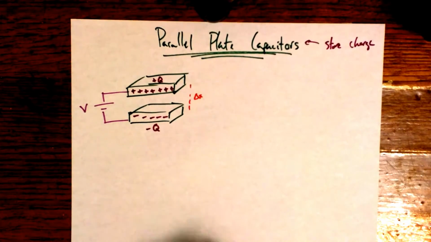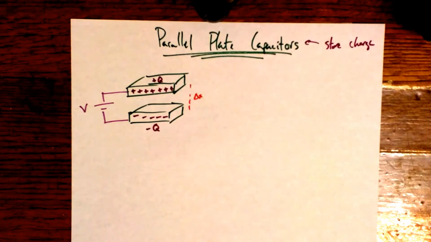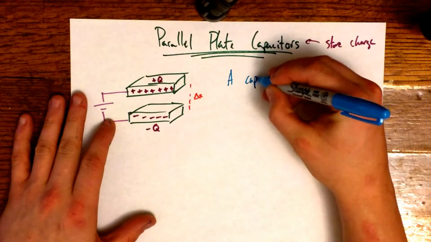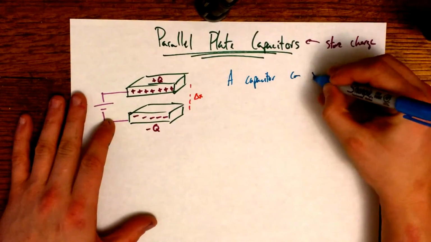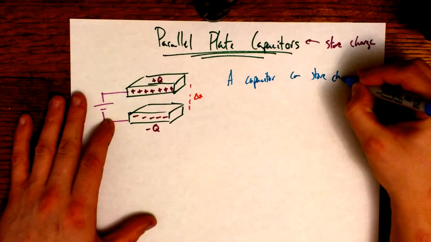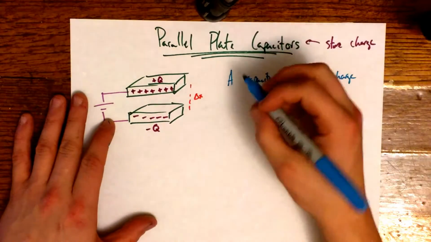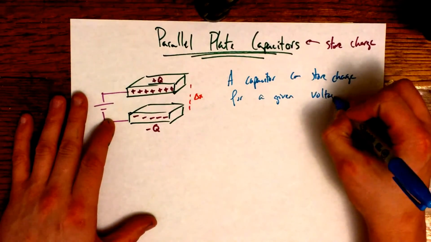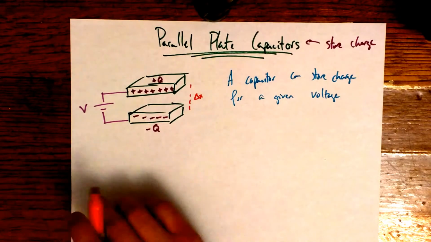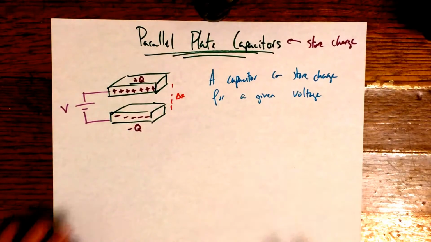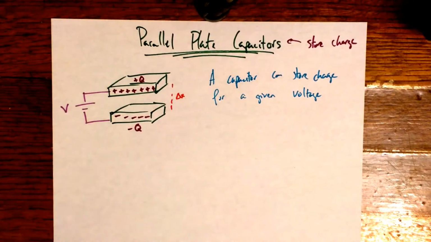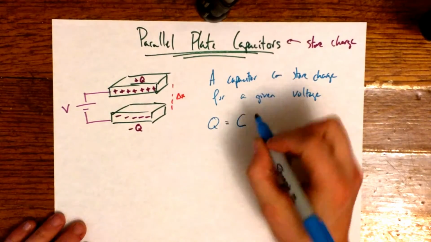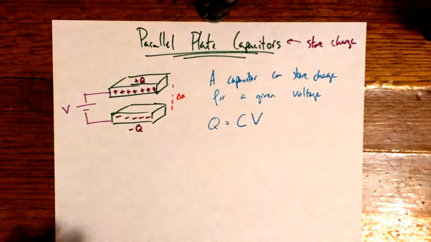Any capacitor can store a given amount of charge for some voltage. A capacitor can store a certain charge for a given voltage. Mathematically speaking, a given charge will build up for the capacitance times the voltage: Q = CV.